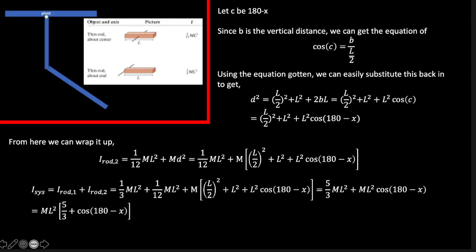Simplifying it, we get ml squared times (5/3 plus cosine(180 minus x)). And as you can see, the minimum moment of inertia is when cosine(180 minus x) is 0. That's literally the only way to solve it, where m and l are constant. Which, if you think about it, means x is 90 degrees, meaning the angle between two rods is 90 degrees. It forms an L shape, and the moment of inertia of the entire system is thus only 5/3 ml squared.